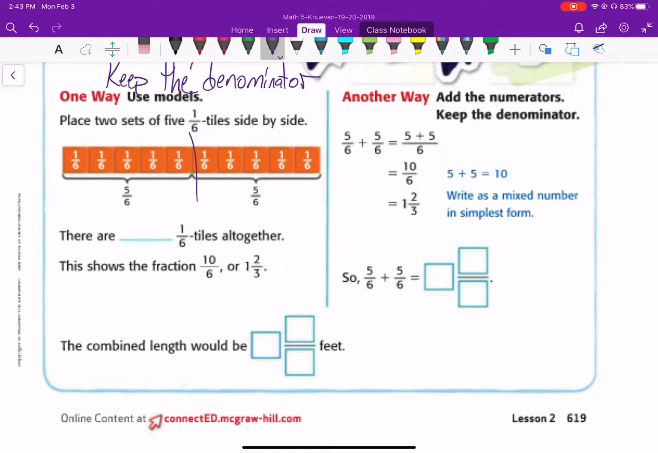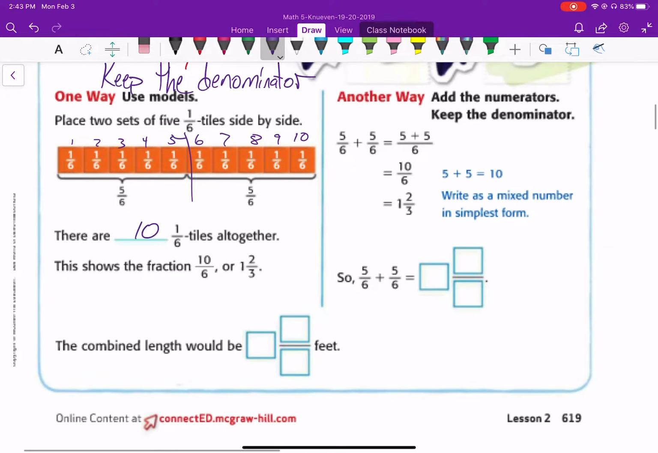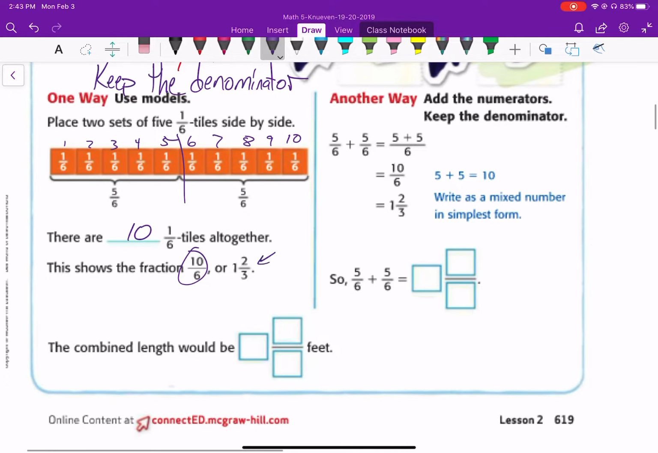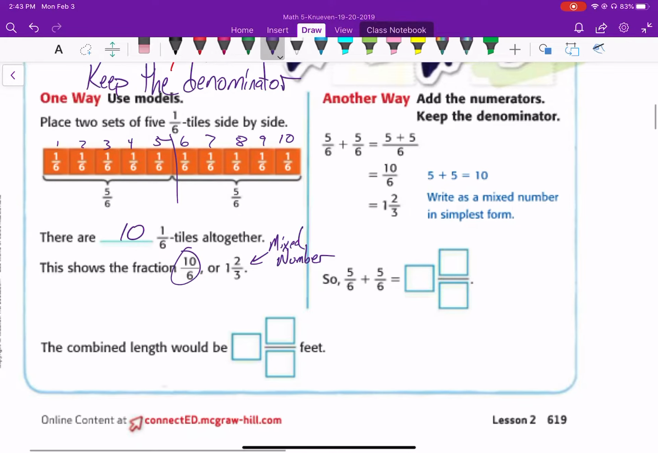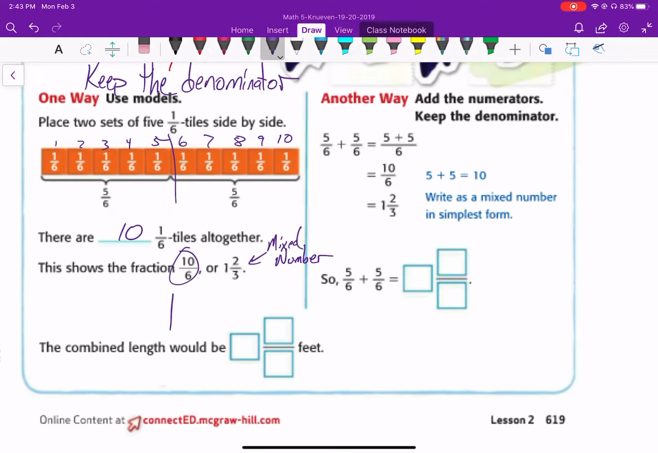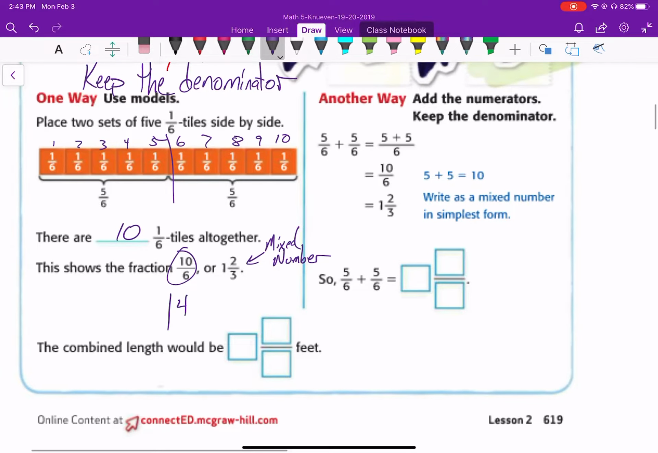So if we were to put them side by side, we'd have 1, 2, 3, 4, 5, 6, 7, 8, 9, 10. So there are 10 1/6 tiles altogether, and so that shows it is 10/6. And so we need to now turn this into a mixed number. So to do that, we're going to look at it and say, well, 6 goes into 10 once, and what is left over? Well, there are 4, and we keep our denominator 6.